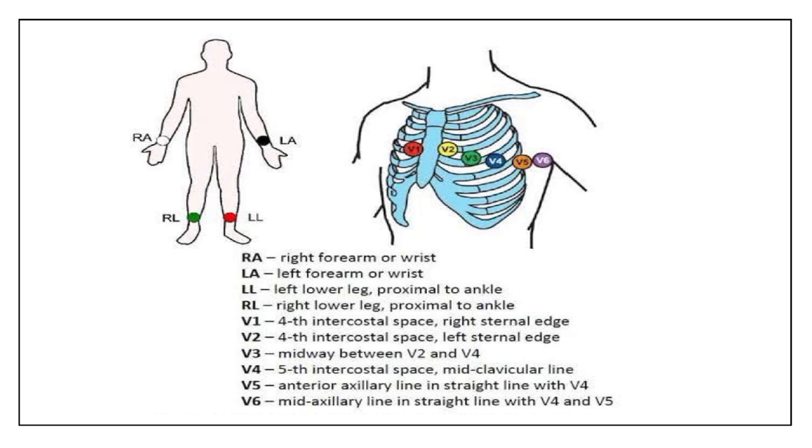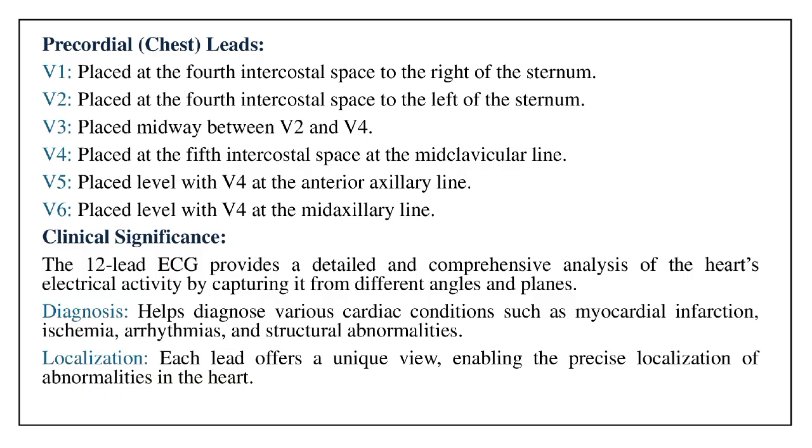Augmented unipolar limb leads. aVR, augmented vector right, measures the potential difference between the right arm RA and the central point of LA and LL. aVL, augmented vector left, measures the potential difference between the left arm LA and the central point of RA and LL. aVF, augmented vector foot, measures the potential difference between the left leg LL and the central point of RA and LA. Precordial chest leads.